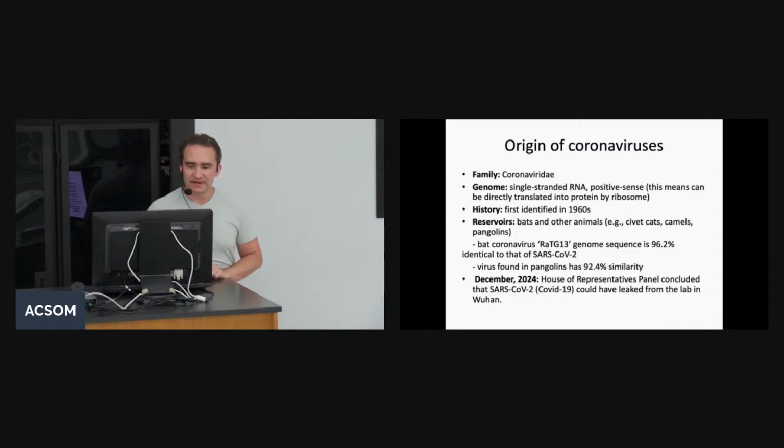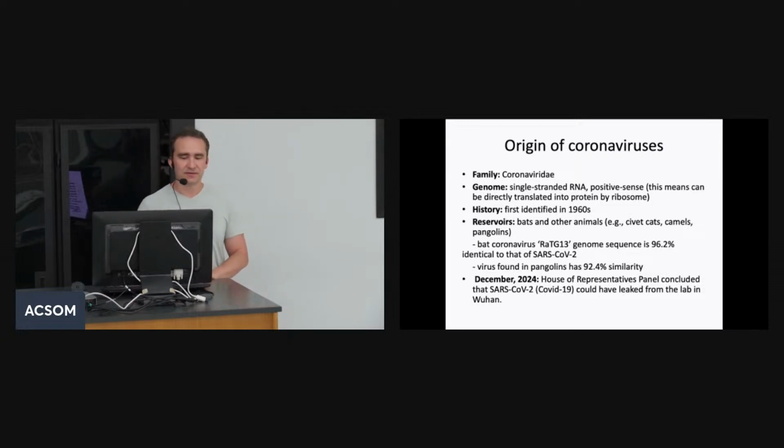Coronaviruses were first identified in the 1960s. There are reservoirs in bats and other animals like civet cats, camels, and pangolins, and we know that some other coronaviruses came from other animals, like MERS, which came from camels. Some of them are very close to SARS-CoV-2, which is the cause of COVID-19. One found in bats, RaTG13, has 96.2% identity to the pathogen for COVID-19, and the virus in pangolins has 92.4% similarity. So they exist in nature, okay?